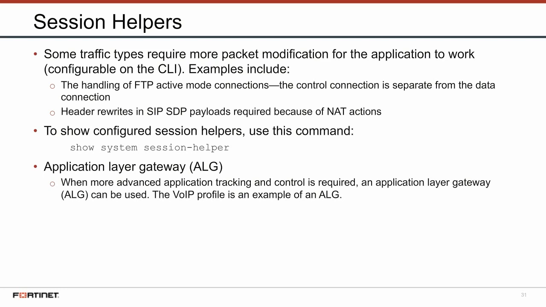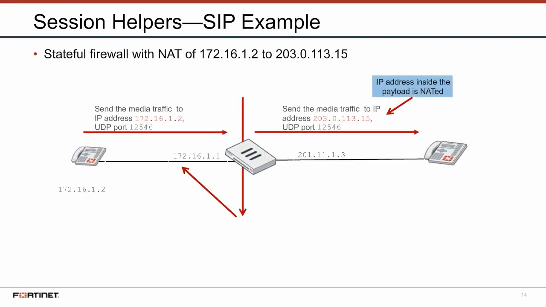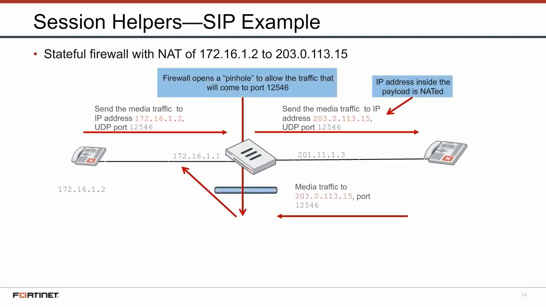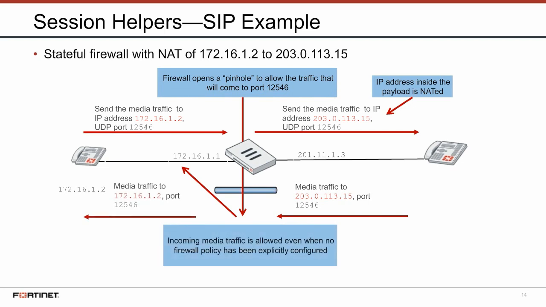When more advanced application tracking and control is required, an application layer gateway, ALG, can be used. The VoIP profile is an example of an ALG. In the example shown on this slide, the media recipient address in the SIP SDP payload is modified to reflect the translated IP address. Notice how, because firewall policies are stateful, a pinhole is opened to allow reply traffic, even though you have not explicitly created a firewall policy to allow incoming traffic. This concept is used with some other protocols, such as NAT for IPsec.